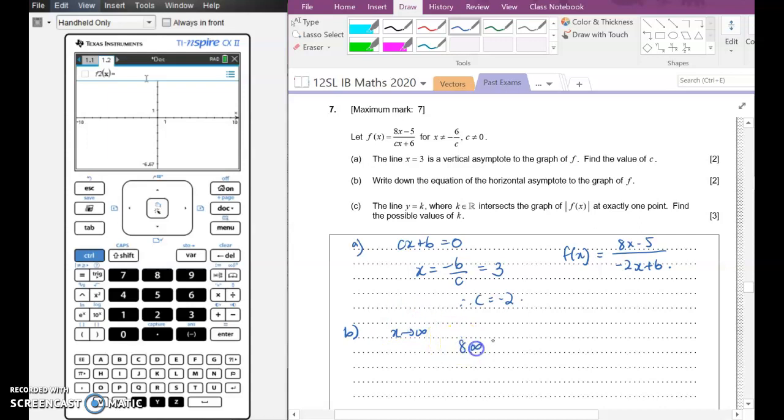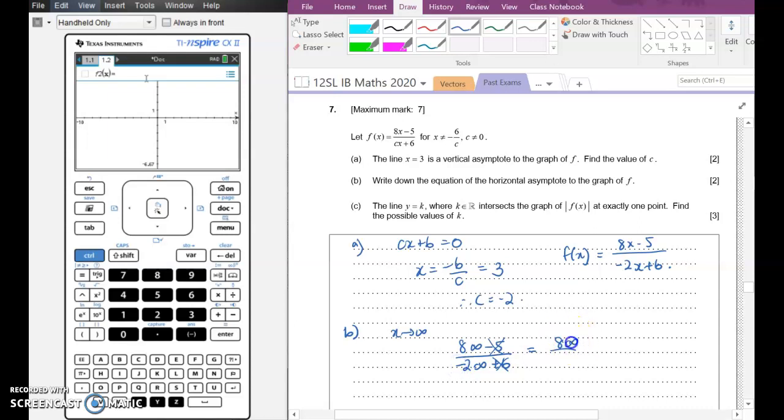So if you were to sub infinity in using some logic, the plus and minus 5 and the plus 6 don't actually make that much of a difference when I'm talking about infinity. However, if I multiply infinity by 8 and negative 2, it actually does make a difference.